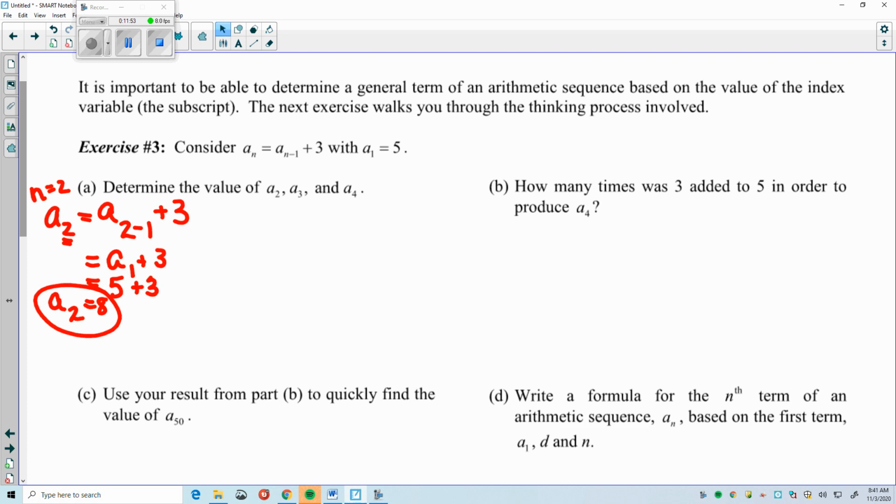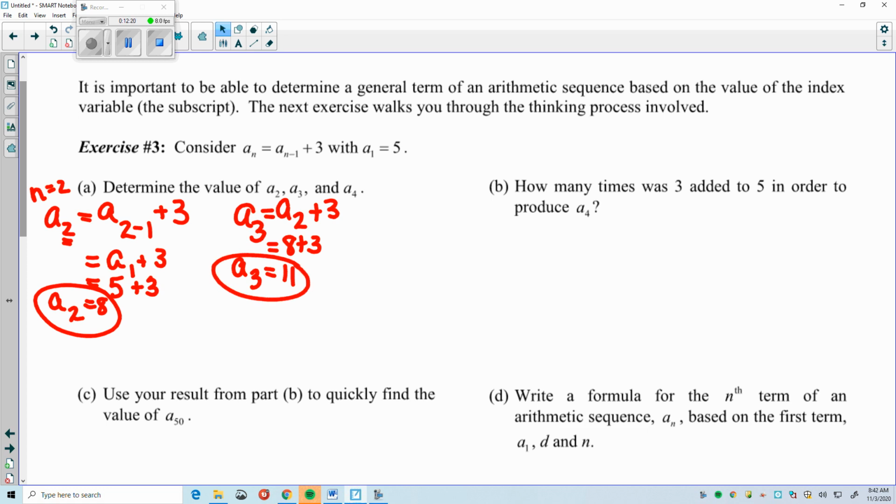Okay. If we do this again for a sub 3, so maybe we can speed this up. So a sub 3 should be a sub 3 minus 1, meaning a sub 2 plus 3. Remember, we just found a sub 2 back here, which was 8. So I have 8 plus 3. That means my a sub 3 is going to be a value of 11.